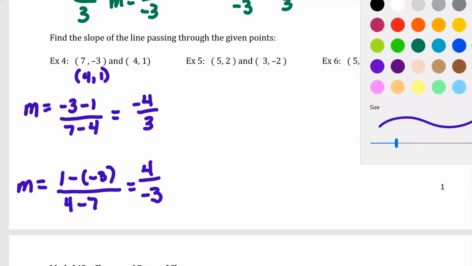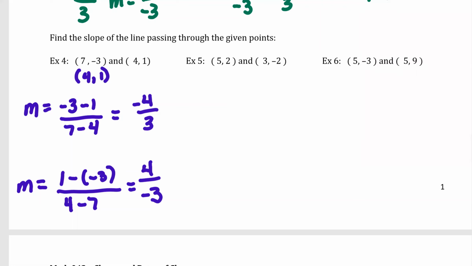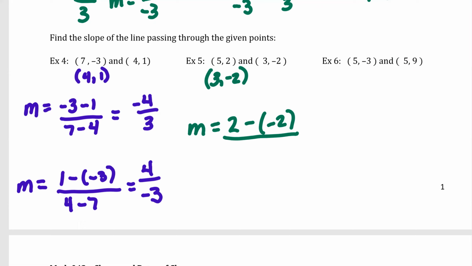For example 5, if I take 2 minus negative 2, then I have to take 5 minus 3, and I calculate that. So it has a slope of 2.